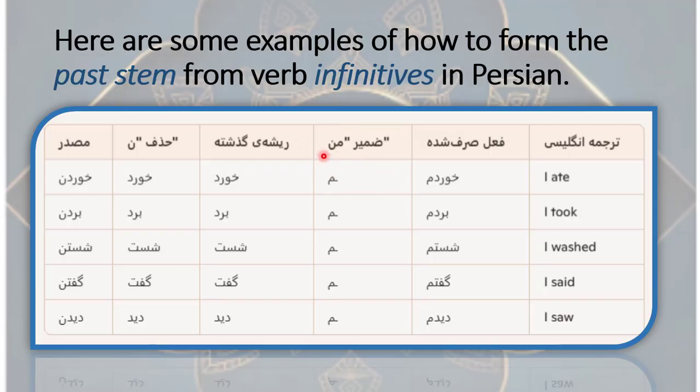For من, that is first person, یا اول شخص, I add م to خورد. I write خوردم. بردم, add م at the end: بردم. شست, add the م at the end: شستم. We add م at the end of گفت. I create گفتم. دیدم. I ate, I took, I washed, I said, I saw. As you see, I create the simple past tense.